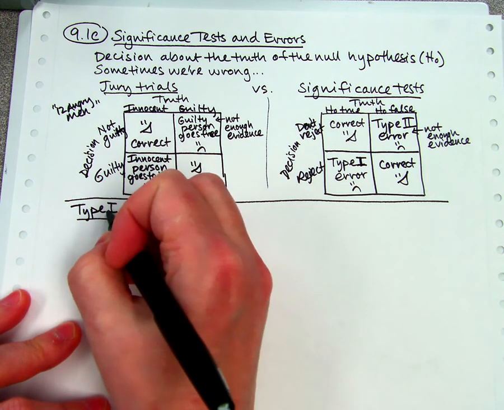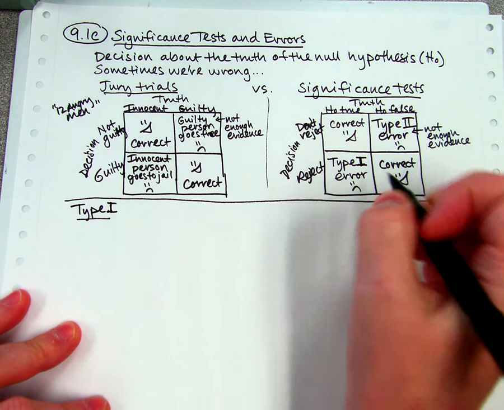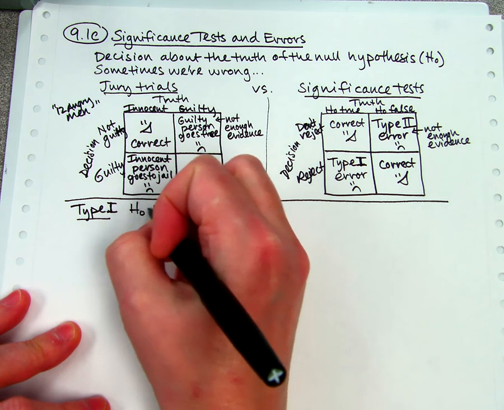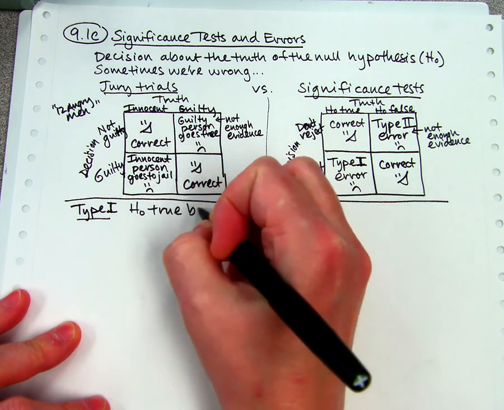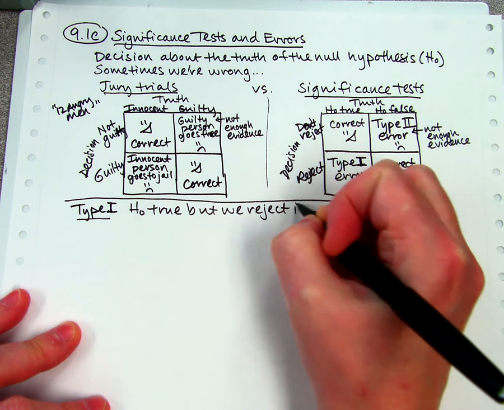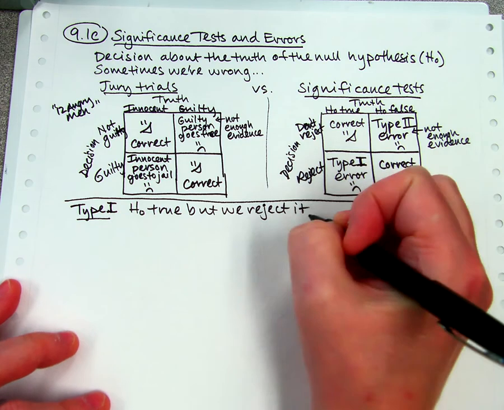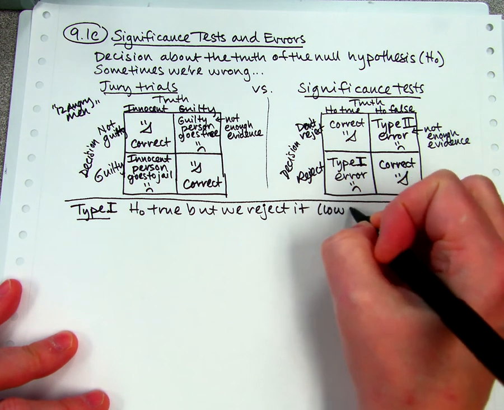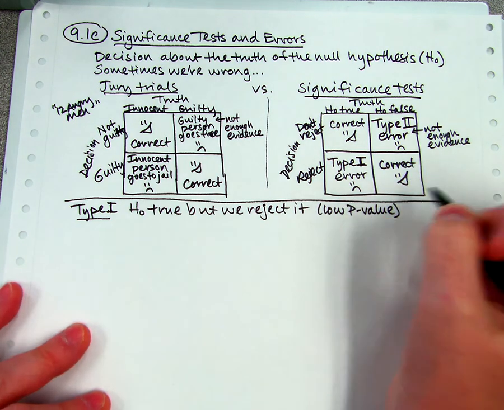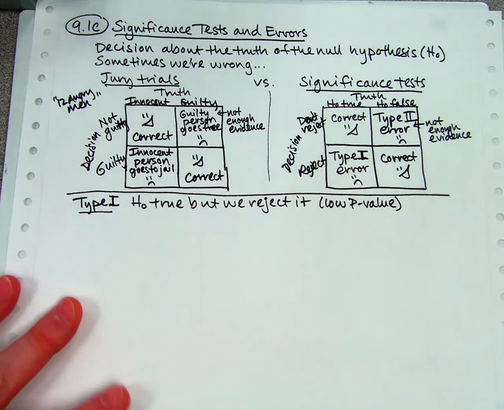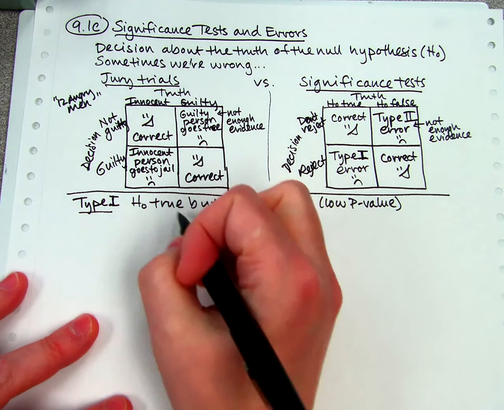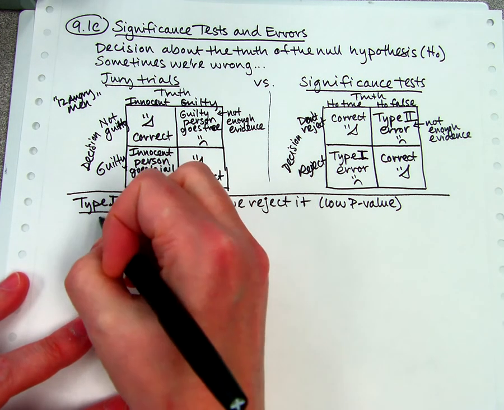Type 1, this is what you're going to work on memorizing, is when the null is true, but we reject it. Or in other words, we reject because we get a low p-value. We get a very small probability of something happening, but that could happen for a number of reasons. It could happen because the null is really false, but when we're making a type 1 error, here's what's happening.